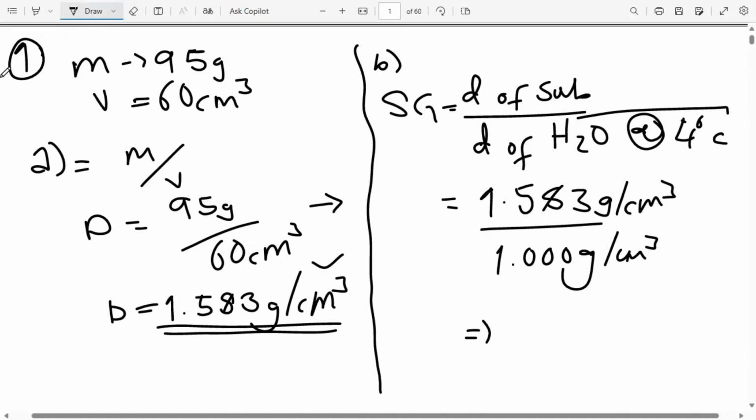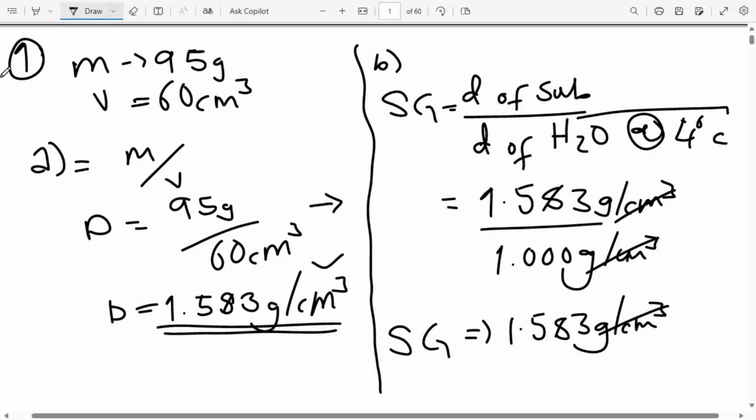And we're going to get our specific gravity, SG, as equivalent to 1.583. This is a ratio, so the units are going to cancel out, which means our specific gravity is going to be unitless. Just like that. So that is the specific gravity of our bone tissue that we've been given in this case.